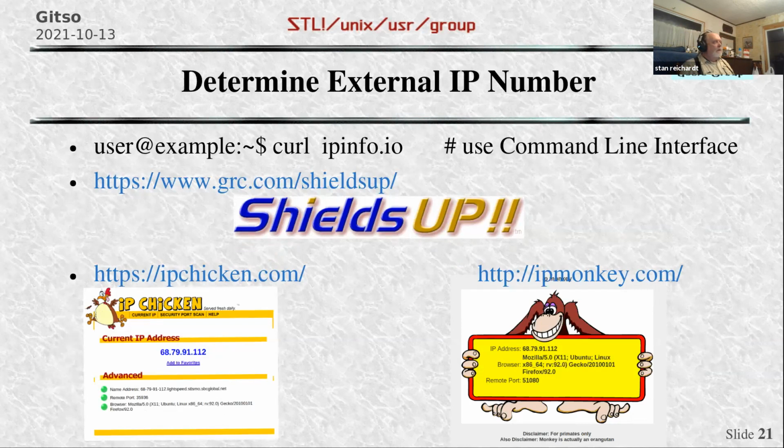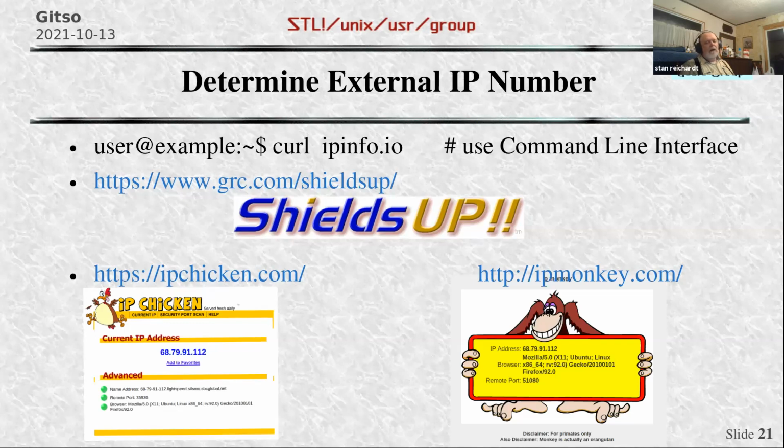Now, the person who's going to do the port forwarding, setting up the router, has to determine what his external IP number is. There's a couple of ways to do that. There's a command line entry I just recently ran across: curl ipinfo.io at the command line. That'll give you the information. Or you can go to a couple of websites. A real good one is Steve Gibson's GRC site, the Shields Up entry.